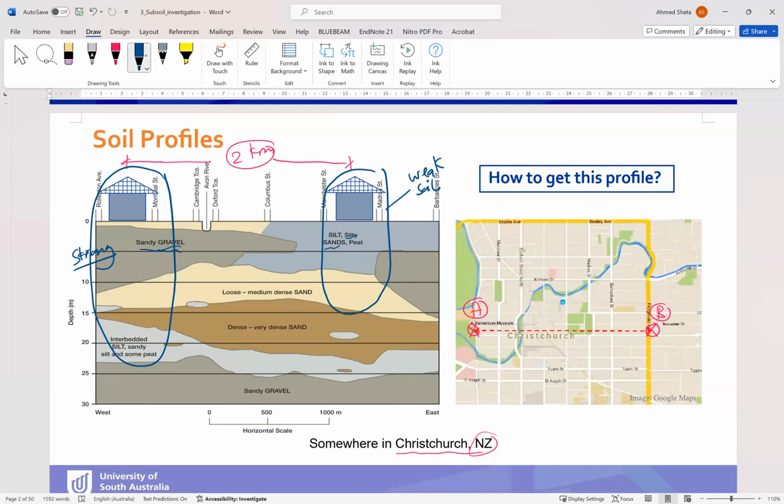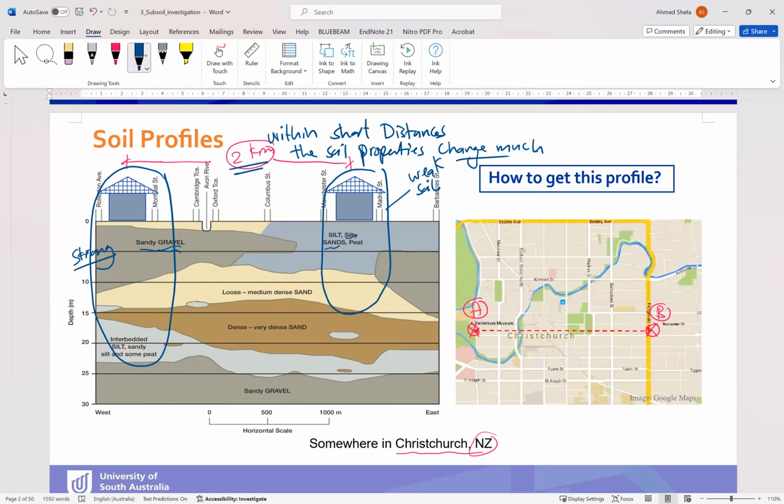Okay, so in some cases, even within a short distance, the soil properties can change much. That's why it is important to have a better idea about what soil you are dealing with and have a detailed investigation of the soil layers underneath your building or in your construction site.